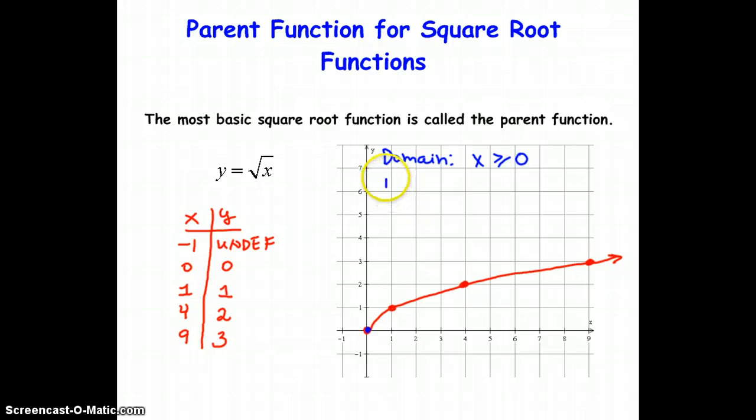Our range is going to be about the y values, and the lowest y value, so here's our y-axis, that we can get to is also going to be 0. We can't go any lower than that, but we can go above that. So our range is going to be greater than or equal to 0. So we no longer have a domain of all real numbers. We actually have to think about our domain.